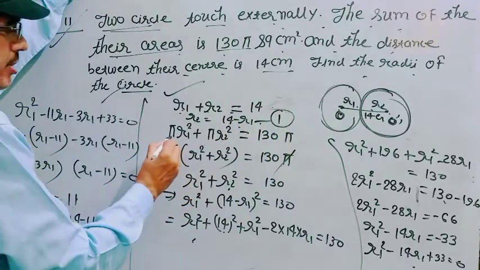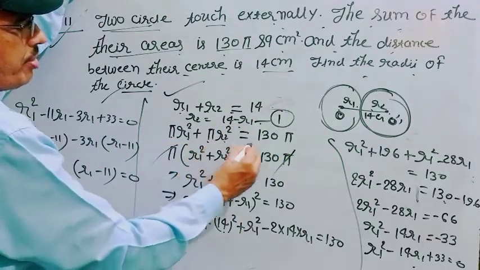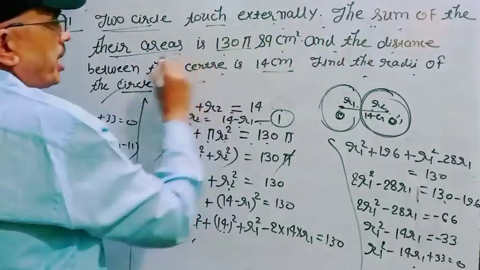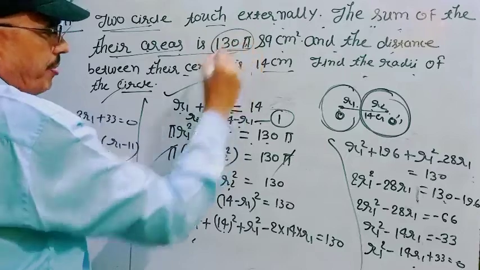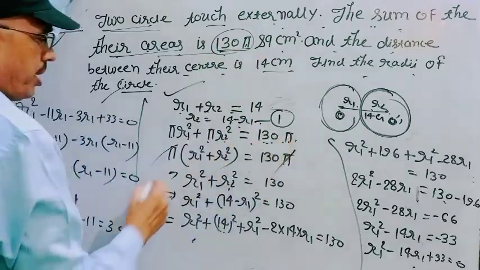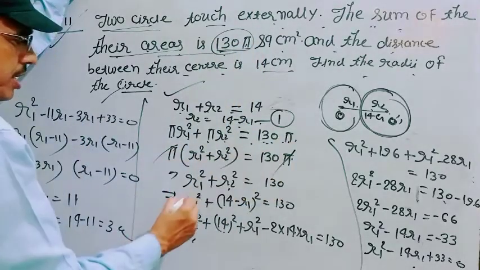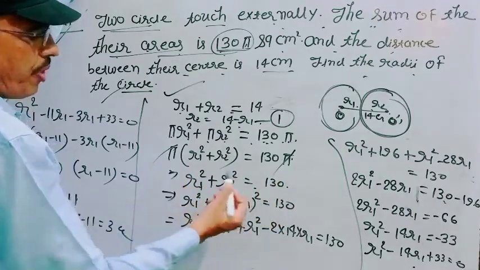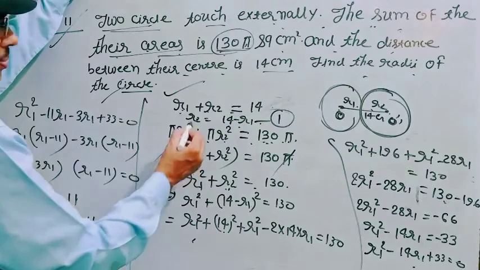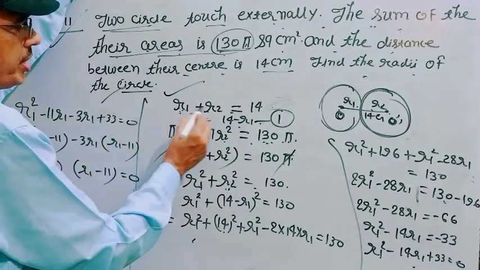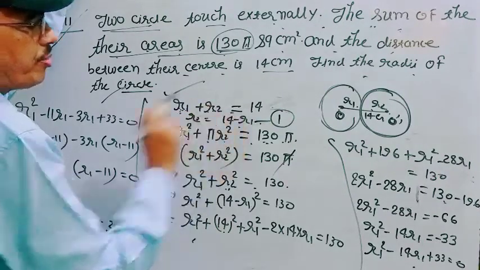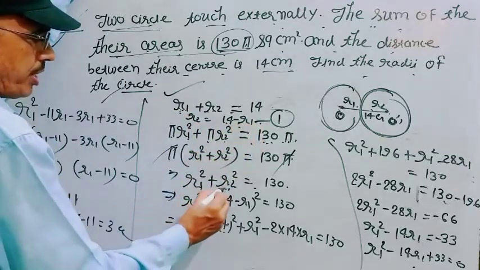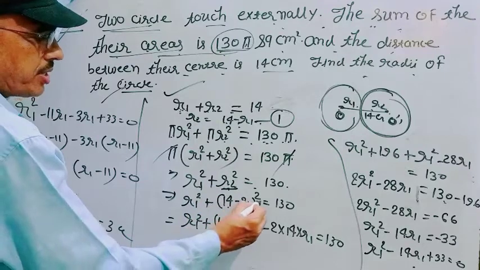Next, pi R1 square plus pi R2 square is equal to 135, because it is given that the sum of the areas of the two circles is 135. So write here 135. Take pi common and cancel. That is R1 square plus R2 square is 130. This is in the form of a quadratic. There are two variables, so your first work is to convert into one variable. Here R2 is 14 minus R1, so at the place of R2, I write 14 minus R1.